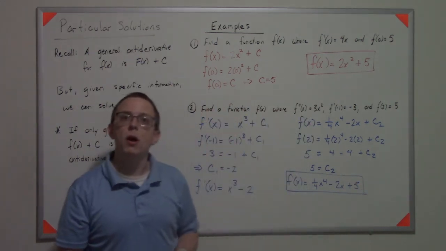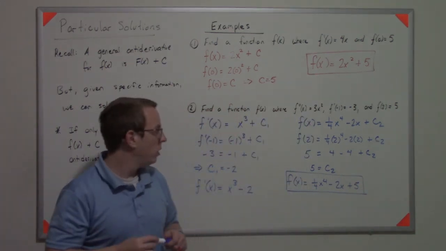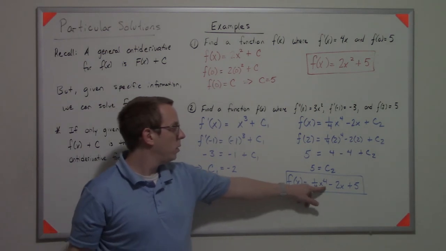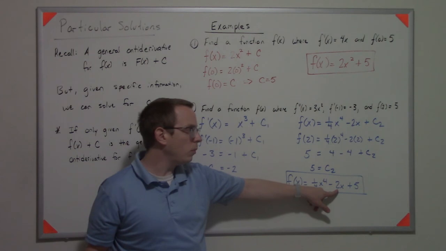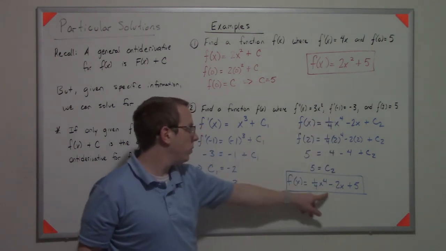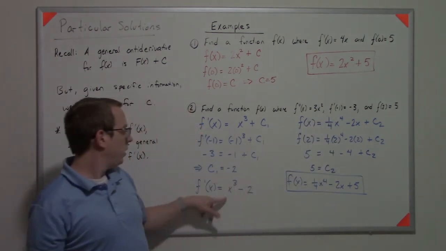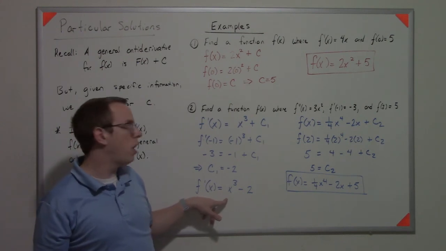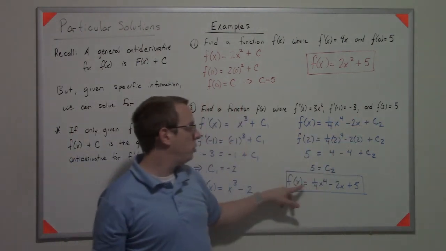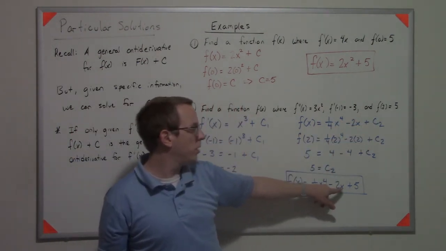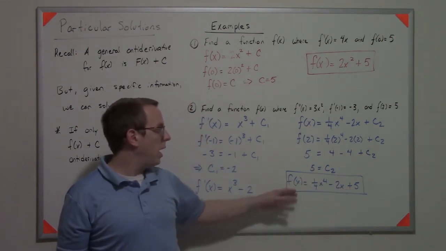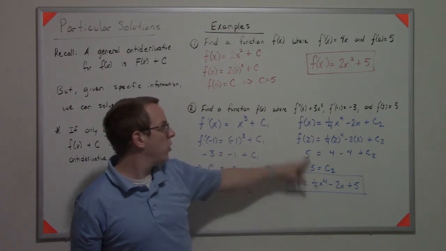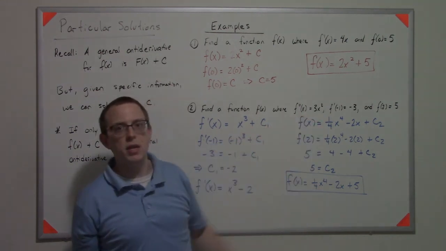And that's our answer. But we want to check that answer. So we take its derivative, we get x cubed minus 2. And since that derivative is that, we can feel reasonably confident. If I plug in 2 to this function, I get 4 minus 4 plus 5. I feel good about that. And then I can continue to take a second derivative to make sure that I get back to here.